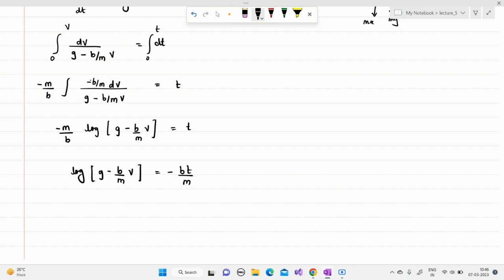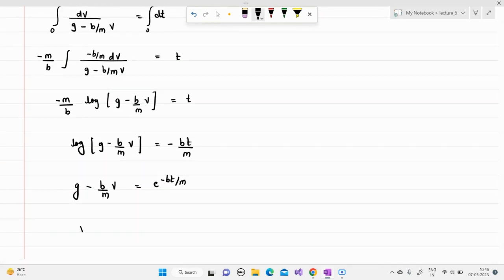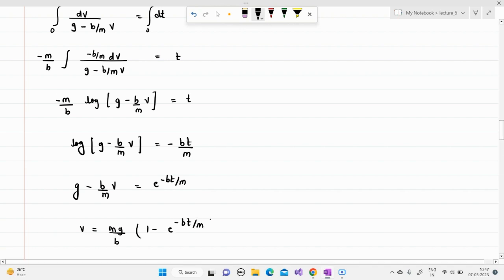Okay, so if we remove this log, we'll get e to the power minus bt by m. Now you find the velocity just by rearranging the terms. We'll finally get mg by b times (1 minus e to the power minus bt by m). Okay, that is simply the answer to the question.